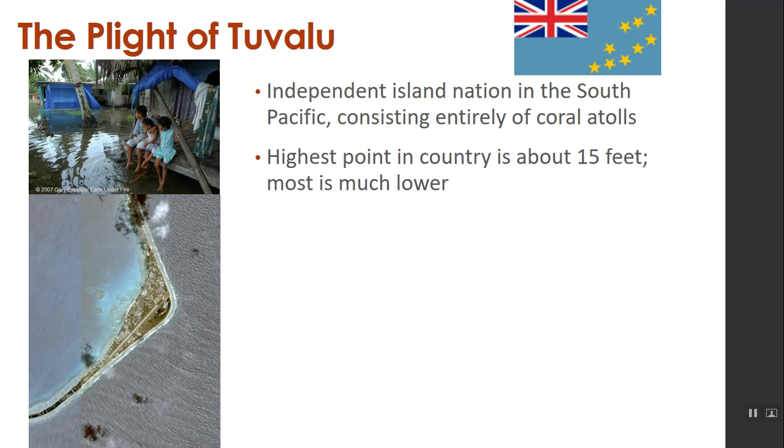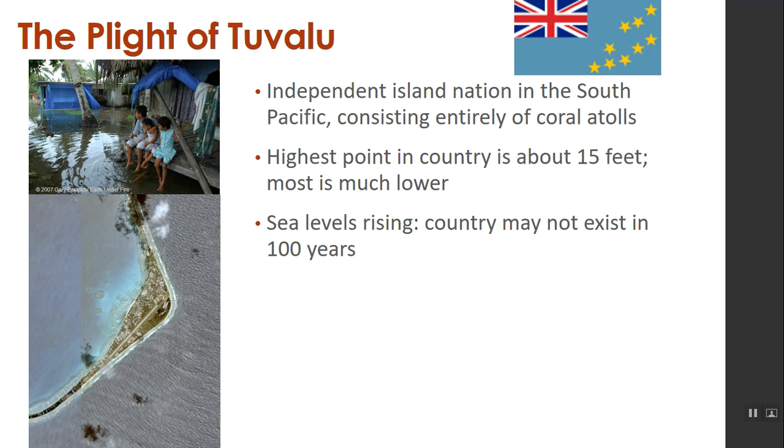In Tuvalu, the highest point in the country is about 15 feet above sea level, which you can imagine is not very high. Most of it is much lower. So when you think about climate change and rising sea levels, Tuvalu is obviously going to experience a lot of that and already is. The sea level has already risen into the atolls quite a bit, and people there have noticed a big change in their lifetimes. So the sea level is rising. This country, there's a good chance it's not going to exist in about 100 years.